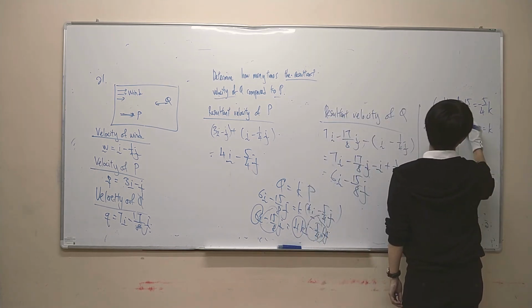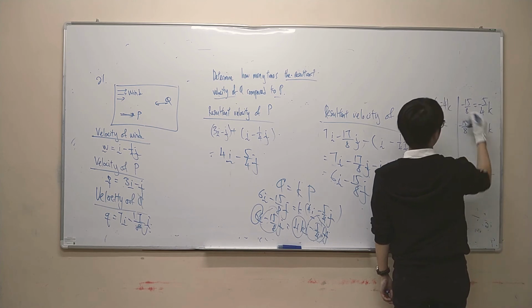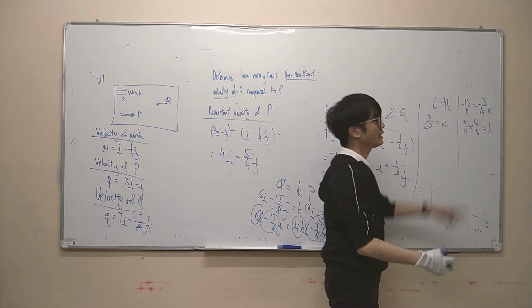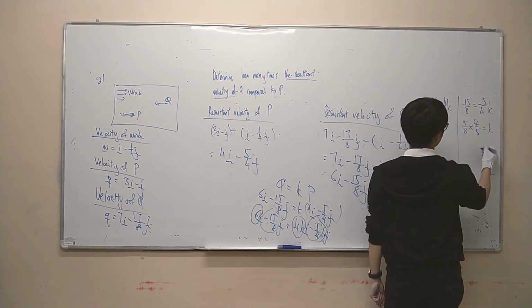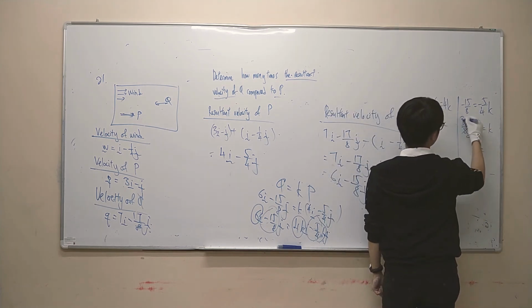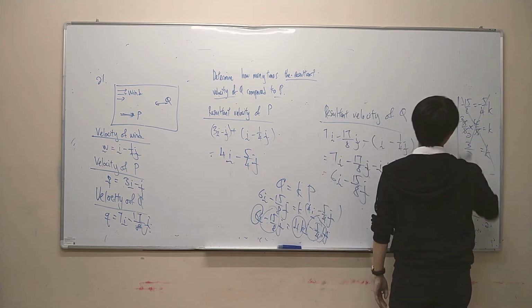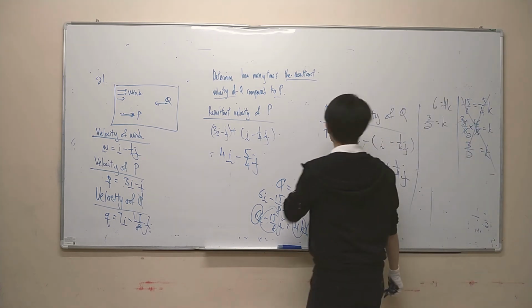So k is what? Negative 15 over 8, divided by negative 5 over 4, means times 4 over 5. The negative don't have to write already, because negative times negative is positive. Potong is 2, potong is 3. So see, it's the same. So you don't have to write both, okay? Write 1 only. So the k is 3 over 2.